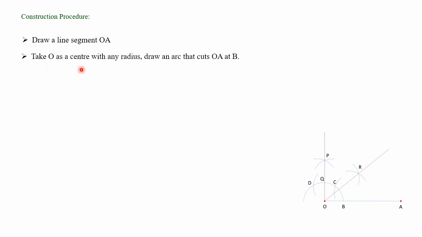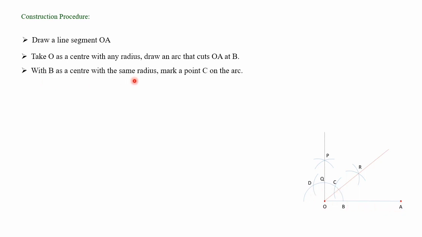Next, let's write the construction procedure or the steps of construction. For that, let's keep the diagram here. You don't need to draw because you can use the original diagram. First of all, draw a line segment OA. So we have drawn a line segment OA. The next is take O as center with any radius, draw an arc that cuts OA at B. So you are drawing an arc or a semicircle that cuts OA at B.